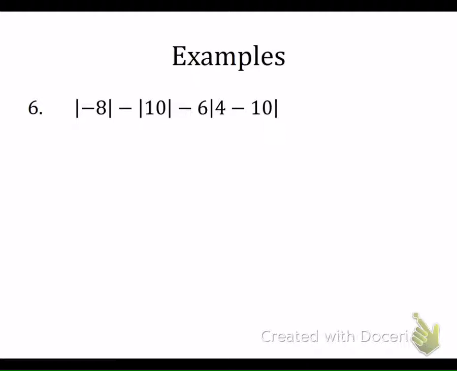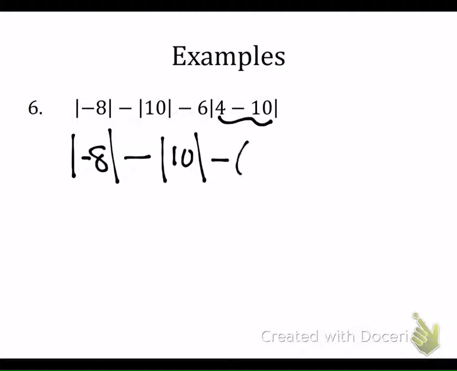4 minus 2. Yeah, I think we should start back here, simplify it, and then just do all the absolute values. So I'm going to keep the absolute value of negative 8, minus keep the absolute value of 10, minus 6 times the absolute value. What is 4 minus 10? Negative 6.